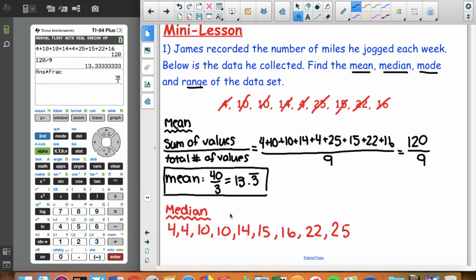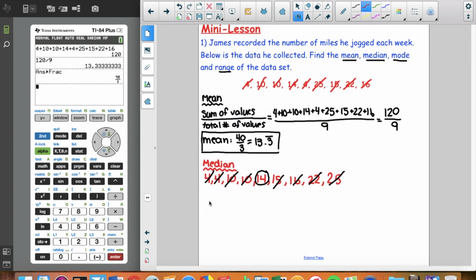So, to figure out which is in the middle, you want to cross out one of the smallest numbers and one of the greatest numbers. And you're going to approach the middle like that. So, this 4 is the smallest, the 25 is the greatest. Now I'm going to go to the next one in, 4 and 22. Then the 10 and 16, 10 and 15. And we're left with the middle number, which is 14. So that tells us that our median is 14.